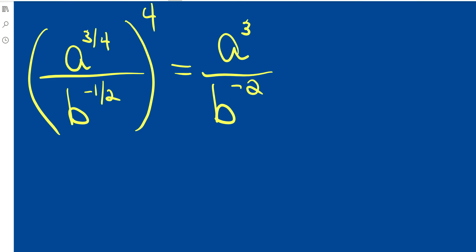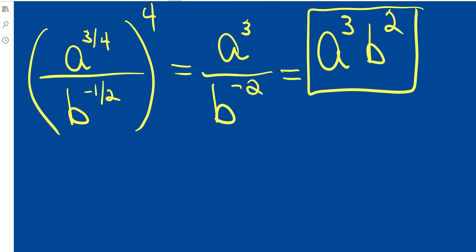4 times -1 is -4. -4 divided by 2 is -2. We cannot have the negative exponent. I got to change it to positive, so it's just going to come upstairs and join the a to the third. So it's going to be a cubed b squared. And this is my solution for that one. Okay, and one more to go.